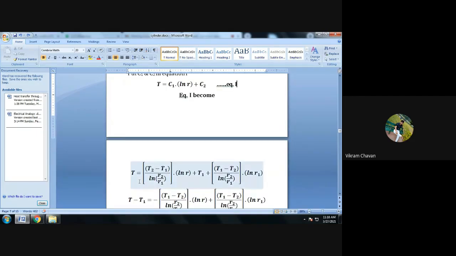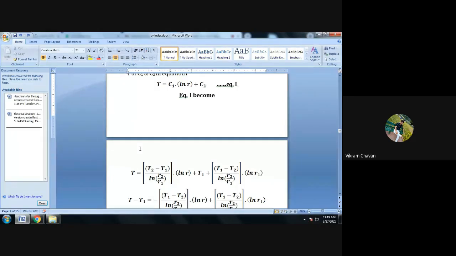T is equal to C1, which is T2 minus T1 whole divided by ln of R2 divided by R1, multiplied by ln of R, plus C2, which is T1 plus T1 minus T2 whole divided by ln of R2 divided by R1, multiplied by ln of R1. We have just put C1 and C2 in equation Roman 1. You also do this operation. Put C1 and C2 in equation Roman 1.